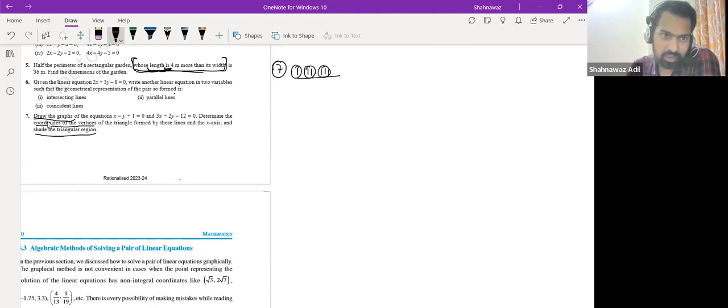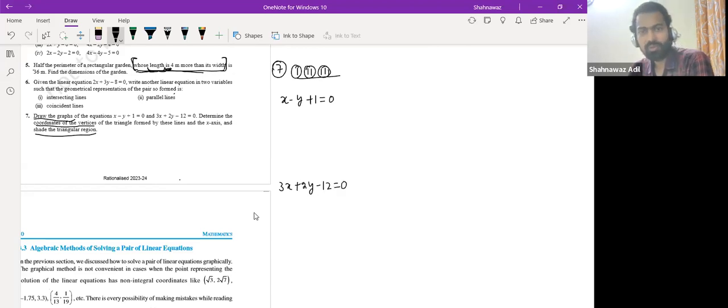So now let us do the first part. We are given the two equations. One is x minus y plus 1 equals to 0, and the other one is 3x plus 2y minus 12 equals to 0. So we have to draw the two straight lines first, right? So we need 2 points first. So let's say that this is x minus y is equal to minus 1. So we have to find out the 2 points.